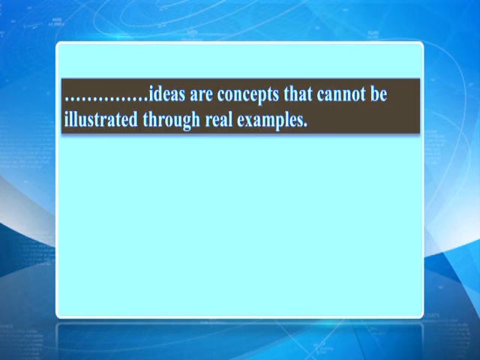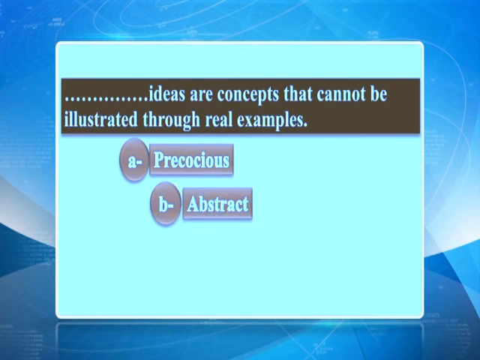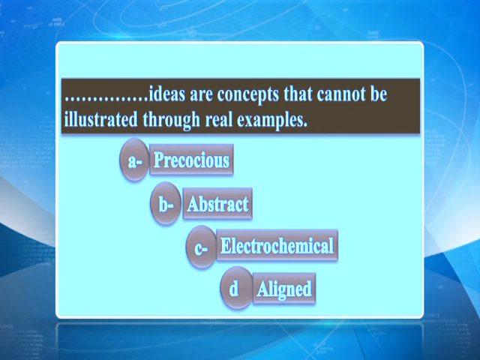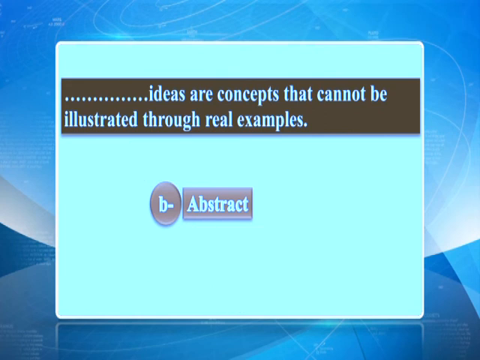Ideas are concepts that cannot be illustrated through real examples. So it's something that we cannot touch. It's something that is not concrete, something that we cannot see. What is it? Precocious, abstract, electrochemical, aligned. So the right answer is, very good, abstract. Abstract, it's something that is not touchable.